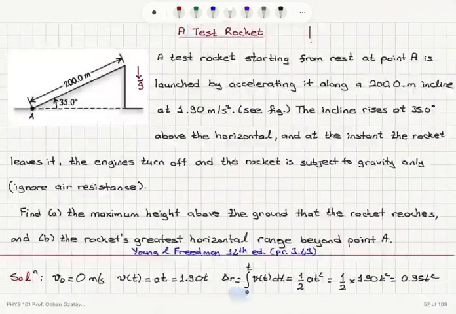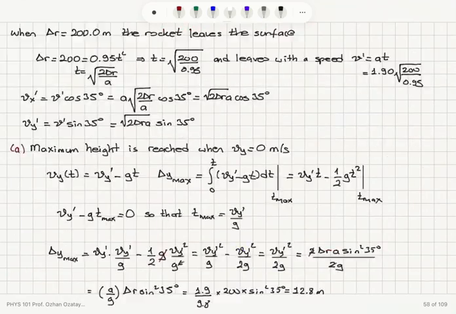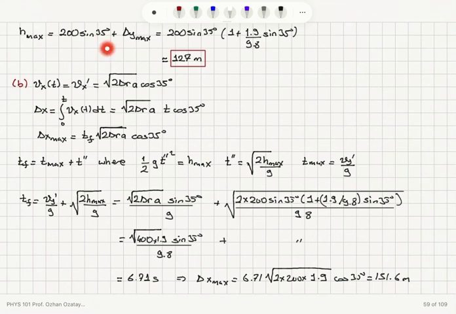Now we have the additional height gained while traveling on this incline. That's this height here, 200 sine 35. So it is 200 sine 35 plus delta y max beyond that point. So we obtain 127 meters.